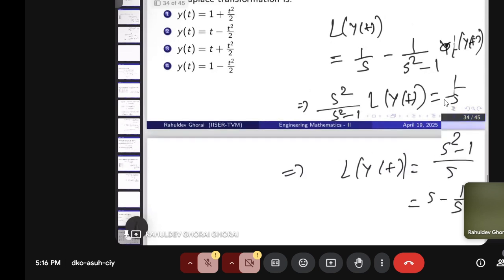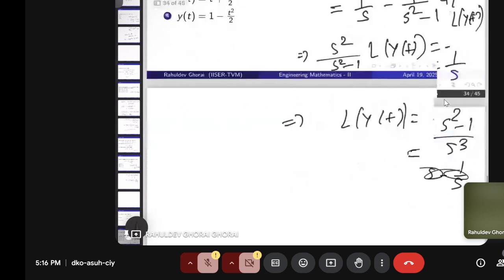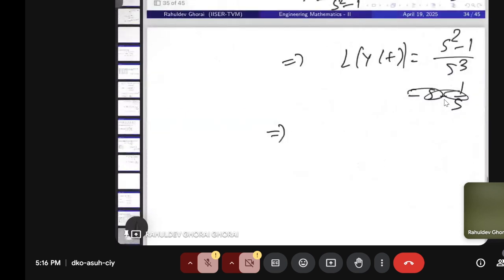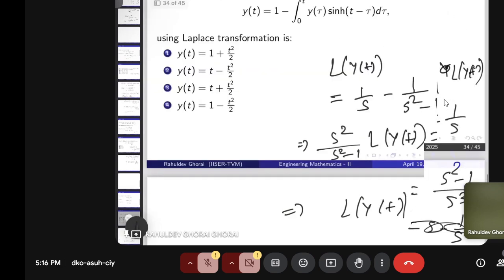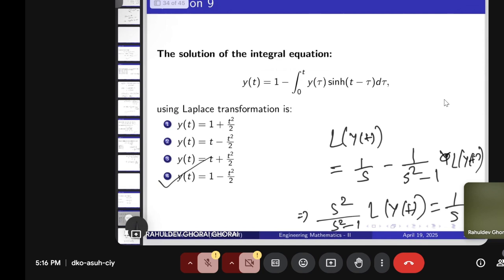Sorry, it is s cube. So that implies L of y(t) will be 1 over s minus 1 over s cube, and you know, L of t square is 2 over s cube, so it will be t square by 2. So y(t) should be 1 minus t square over 2. This fourth option is correct.